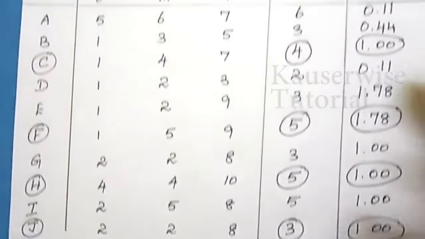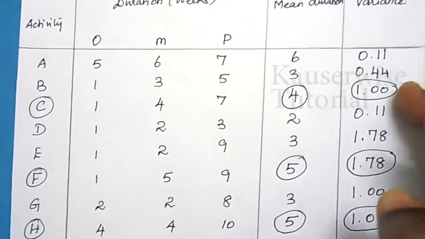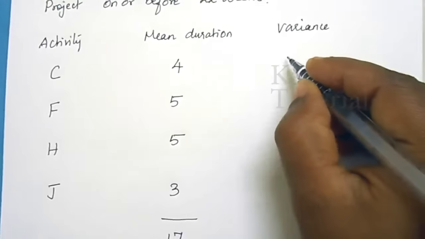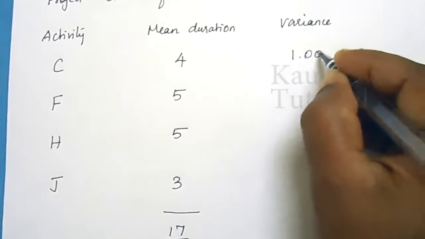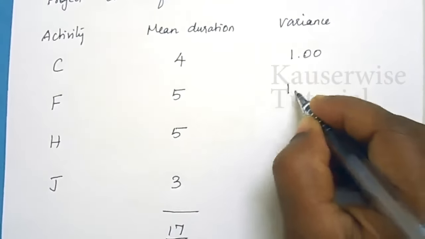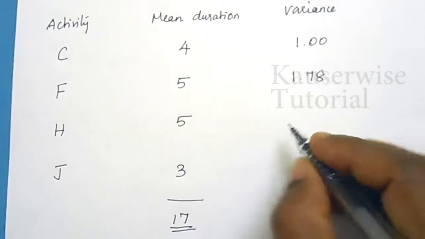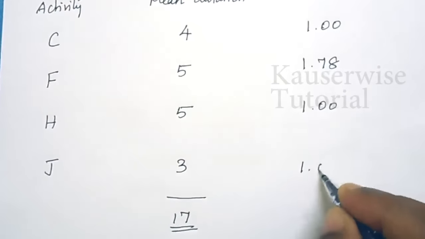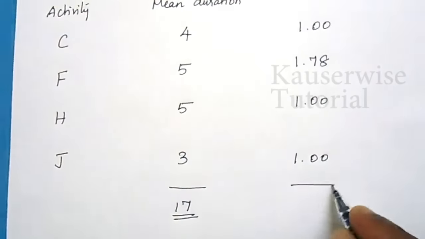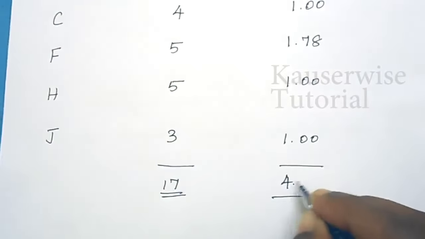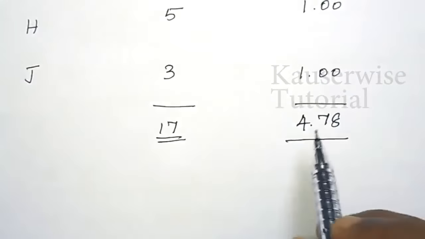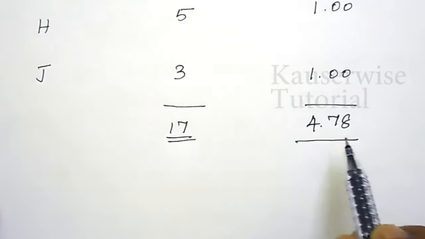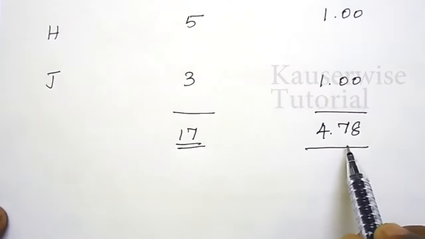Now you have to write down these values. 1, 1.78, 1 and 1. For C, 1. For F, 1.78, for H 1, for J also 1. Now get the total: 4.78. See, 4.78 is the sum of the variance of all the activities on the critical path.